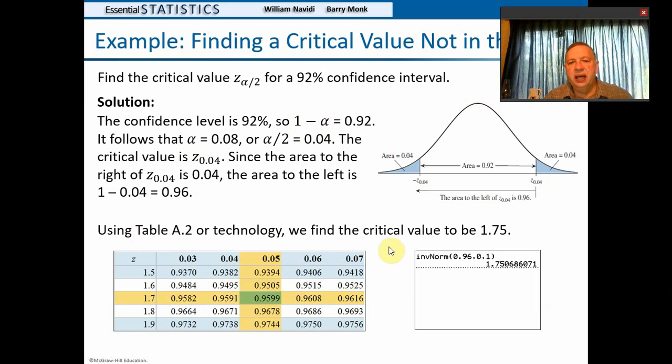Then I go inside to find that area to the left. Here they wanted to work with the right, which is fine, and they're just saying 1 minus 0.04 gives me 0.96. So if I go into the table and find the area to the left, 0.96, this is the closest. My Z-score is 1.75. I can also use the TI to do the inverse normal and say I've got 0.96 area to the left, the mean is 0, standard deviation is 1, and that gives me the 1.75 as the critical value that way.